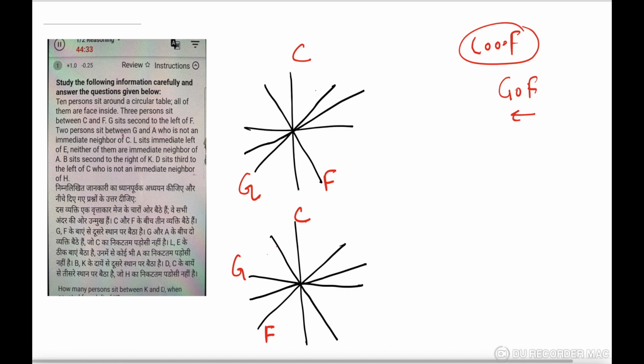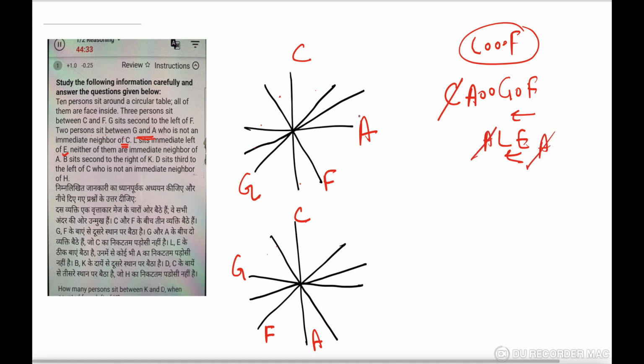Next, 2 persons sit between G and A, who is not an immediate neighbor of C. So G and A, 1 2, A here, and here also A will come in the second possibility. A will come here. Okay, next, L sits immediate left of E. Neither of them are immediate neighbors of A.